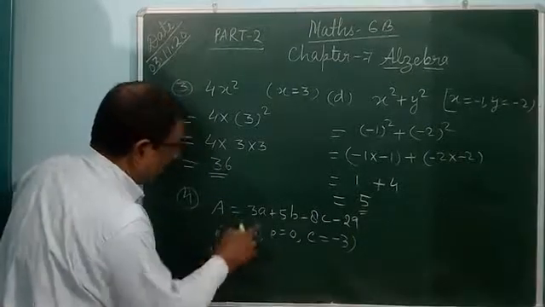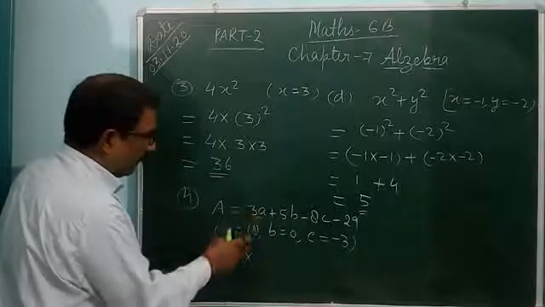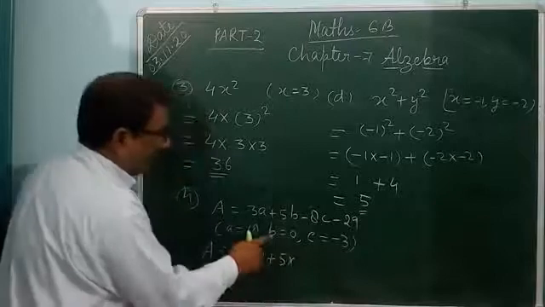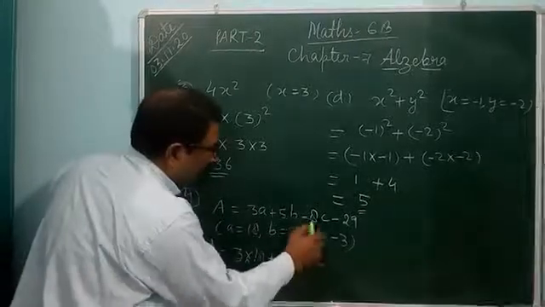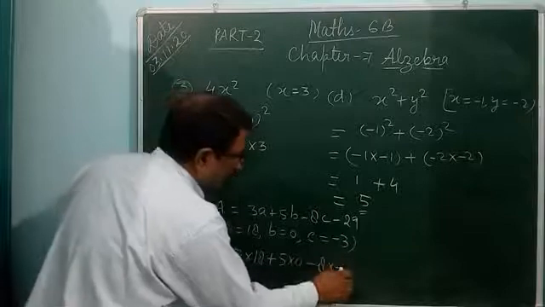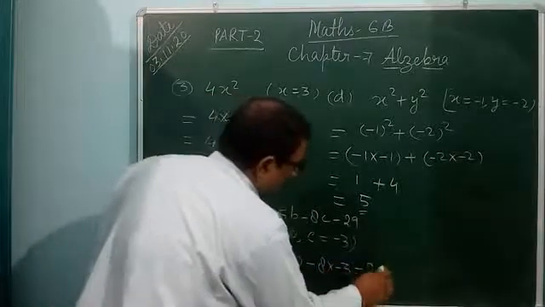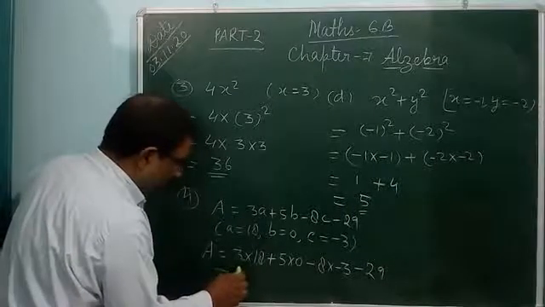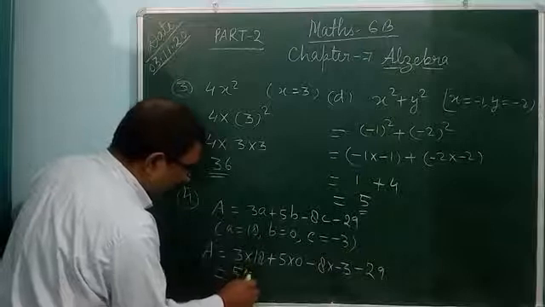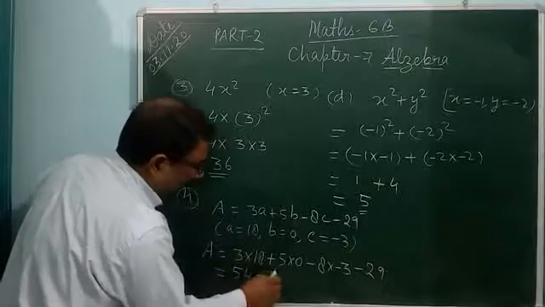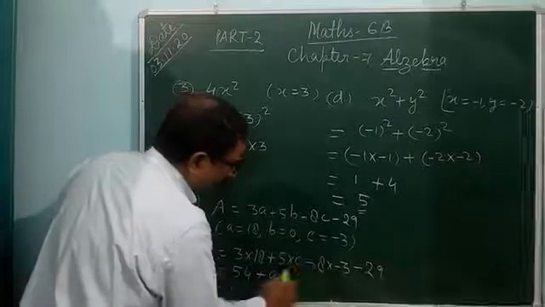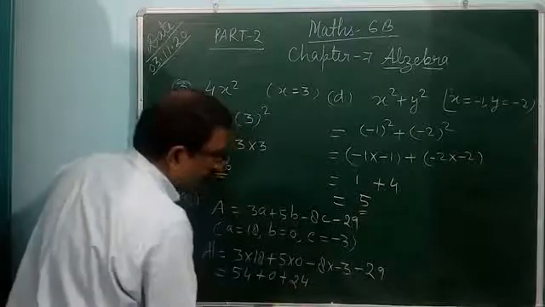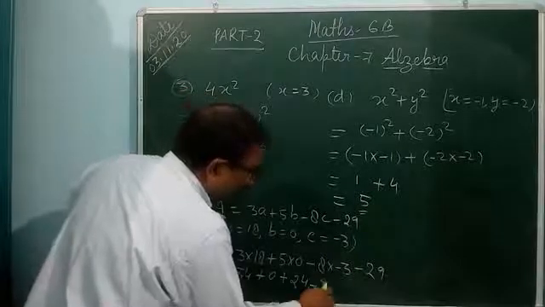So a is equal to 3a. 3 into, in the place of a you write 18, and plus 5 into b. In the place of b you write 0, and minus 8c. 8 into c means minus 3, and minus 29. After that, 18 times 3 is 54, and plus 5 into 0 means 0, and minus 8 times minus 3, minus times minus is plus, 8 times 3 is 24, and minus 29.